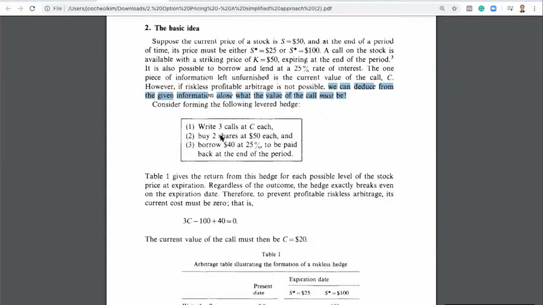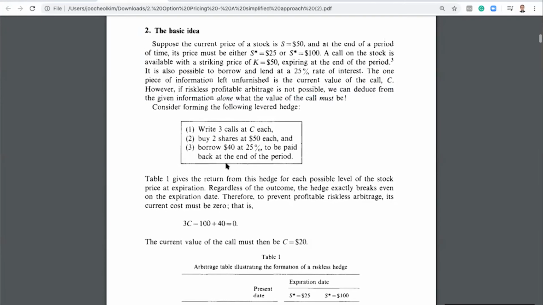So in order to explain this situation, the authors write 3 different things. For some reason I cannot select this part, but in the box, they said 3 things. So let's just read them one by one.